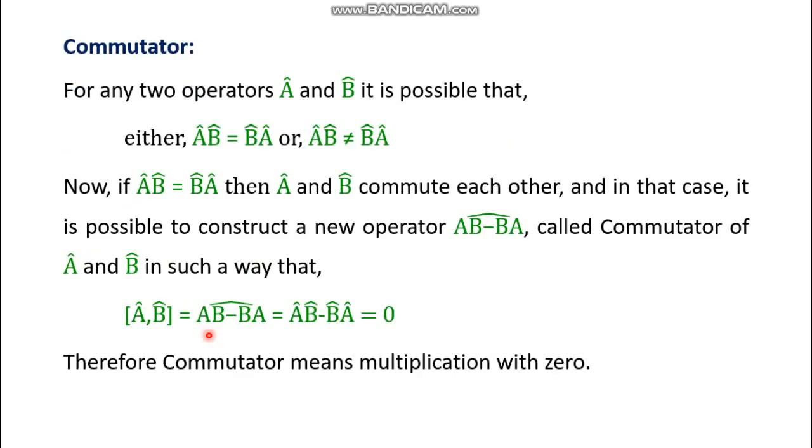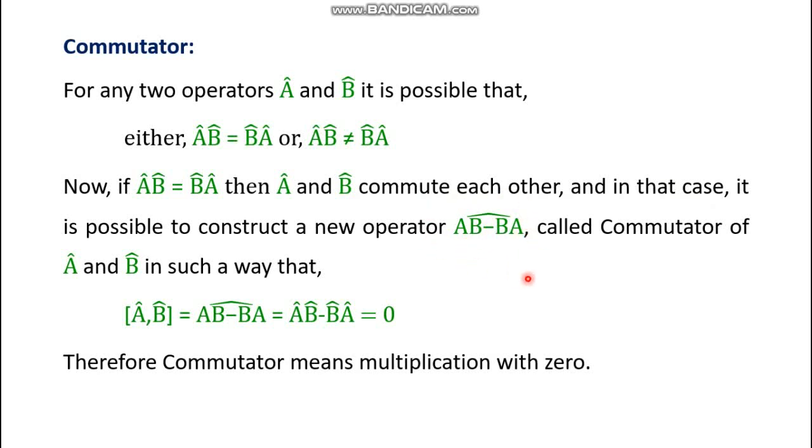Now, commutator. For any two operators, suppose Â and B̂, they will commute if ÂB̂ equals B̂Â, and if it is not equal, then they do not commute. So there are two possibilities: either ÂB̂ is equal to B̂Â, or they are not equal to each other. Now if ÂB̂ equals B̂Â, then Â and B̂ commute with each other, and in that case it is possible to construct a new operator. What is that operator? It is ÂB̂ minus B̂Â.